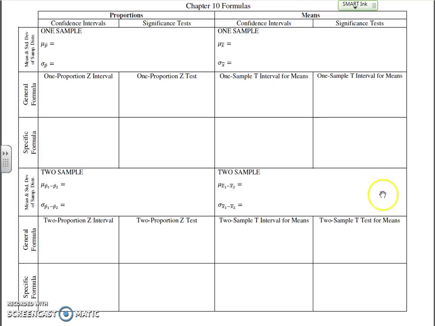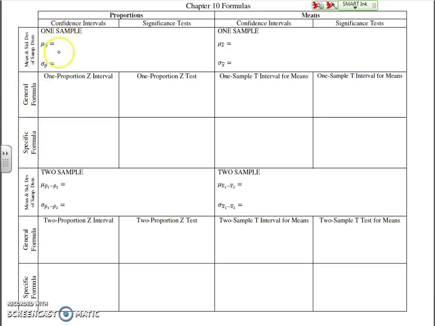Now, technically, Chapter 10 is all going to be down here. Everything we did in Chapter 10 is going to be these formulas down here. So I'm just going to quickly go through them and remind you guys what those formulas were. So over here it says the mean and the standard deviation of the sampling distribution. So remember, we're using sampling distributions with proportions. We're only taking one sample.